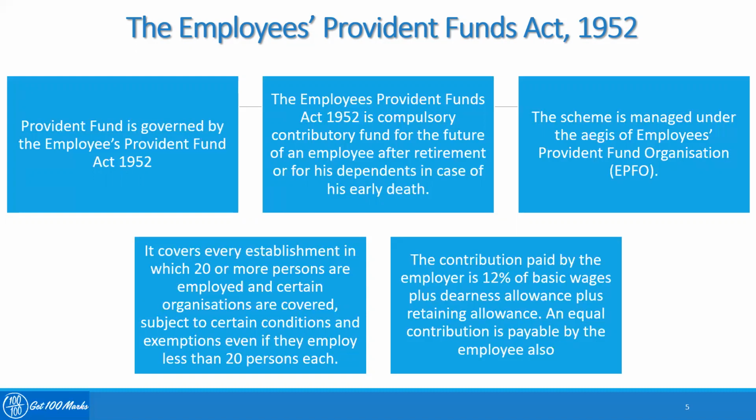It covers every establishment in which 20 or more persons are employed, and certain organizations are covered, subject to certain conditions or exemptions, even if they employ less than 20 persons each. The contribution paid by the employer is 12% of the basic wages plus dearness allowances plus retaining allowance. An equal contribution is payable by the employee also.